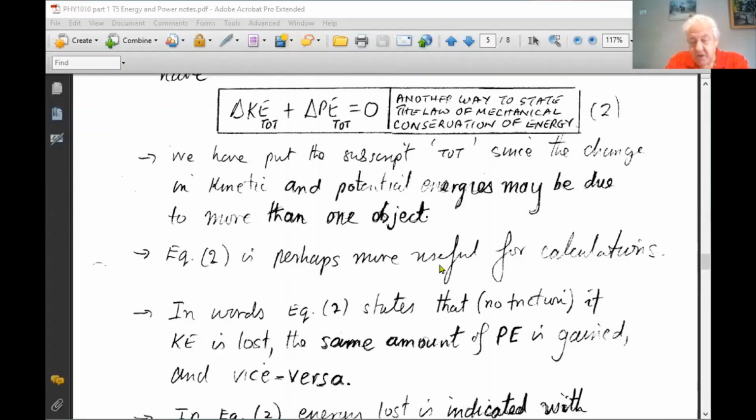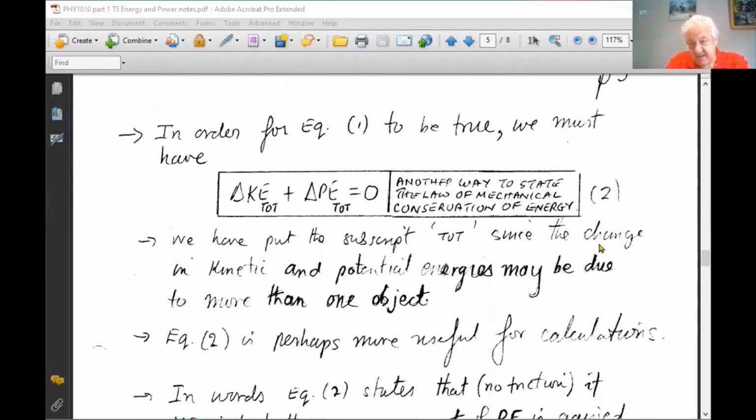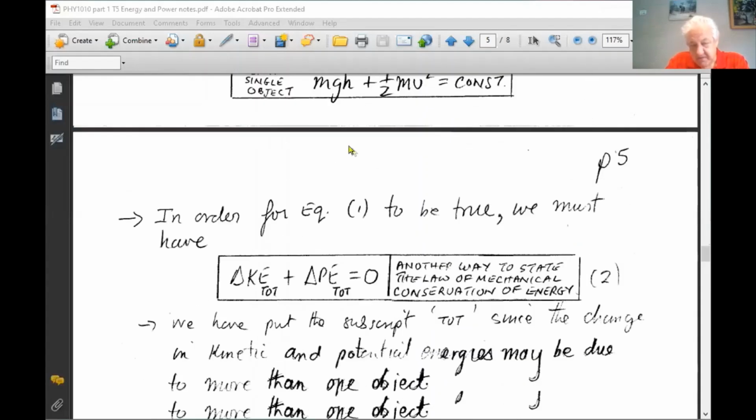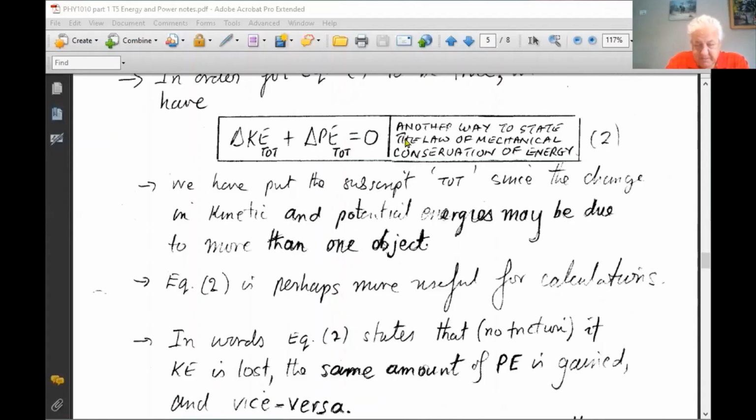Equation 2 is perhaps more useful for calculations. When we do calculations, it will be this form that's more useful than this one. But it depends on the problem. But generally speaking, this will be the more useful one.